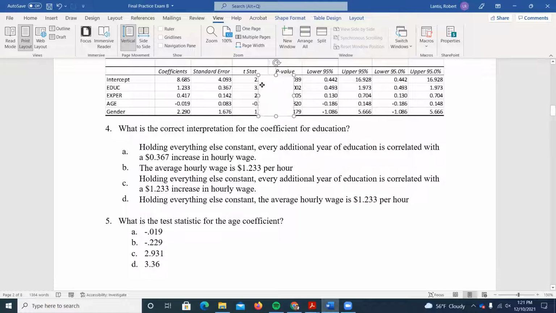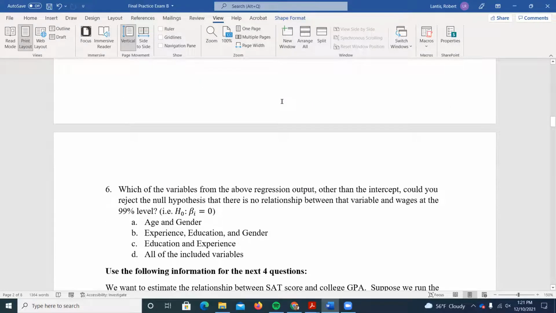Does that make sense? Any questions on that one? It shouldn't be too tough. Which of the variables in the above regression, other than the intercept, could you reject the null hypothesis that there's no relationship for? So this problem reminds you, we're starting out assuming all these coefficients are equal to 0. So that means that there's no relationship. That's where we start out. Stack the deck against ourselves, assume that none of these variables we included are related to wage at all.